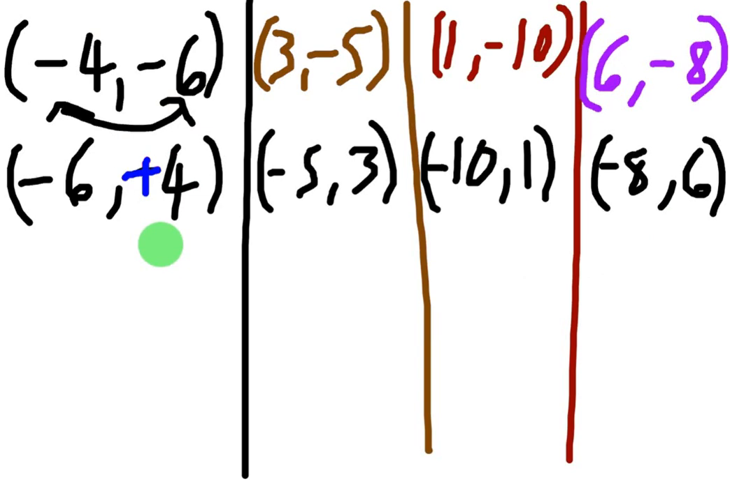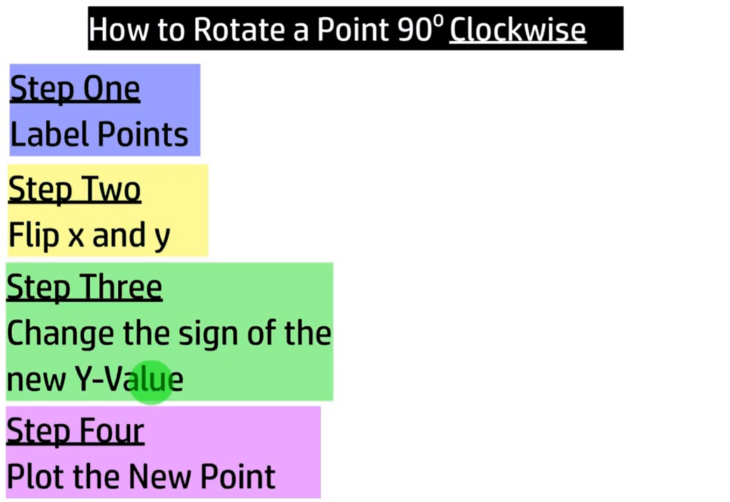Real easy. Okay. The next one is -5, 3. If I want to change the sign of that y value, I'll just make 3 negative, like that. The same for the next point. It is -10, 1. When I change the y value of that, it's going to become -1. And finally, -8, 6. That's also going to become a -6. Okay, so it's simple. Okay, and lastly, we're just going to plot our new points.